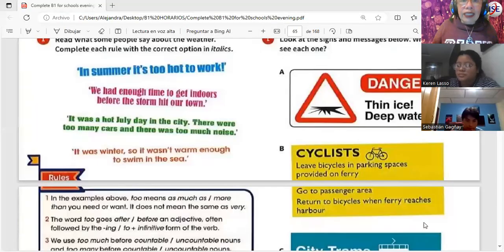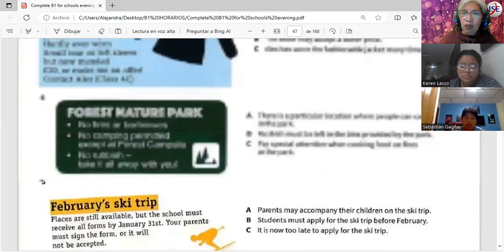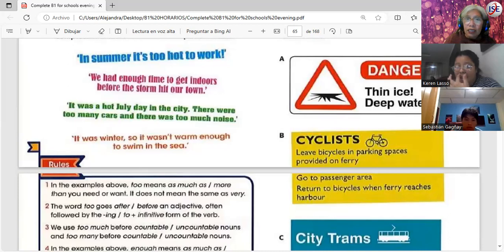One of the things they are asked to do when you are taking a B1 test is read and make an interpretation of signs, notes, warnings, emails, very short emails, etc. Okay? So today we're going to practice that a little bit. And then we're going to talk about the two kinds of future you already know. So first of all, we have here: danger, sea ice, deep water. Okay, this is a sign, a warning sign.